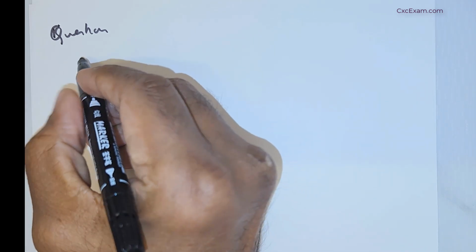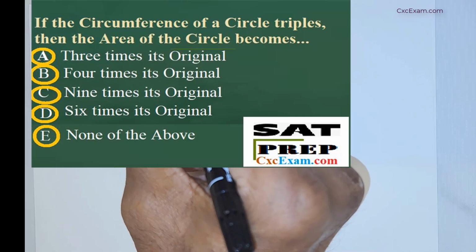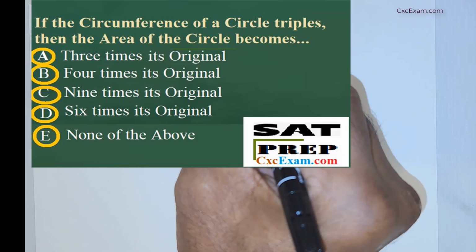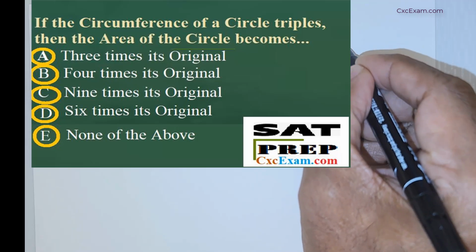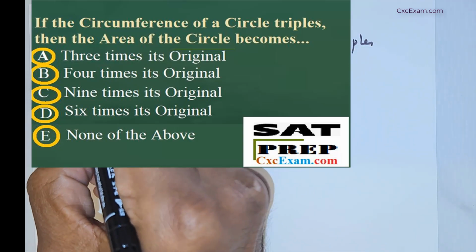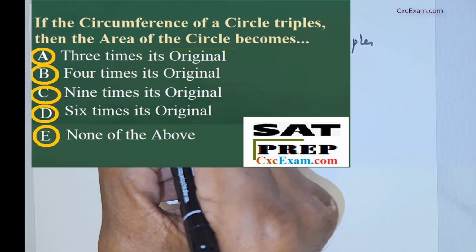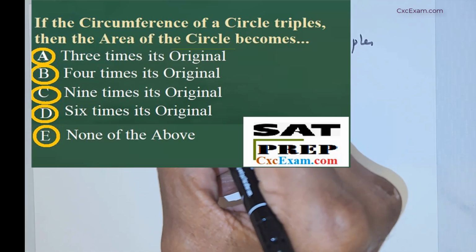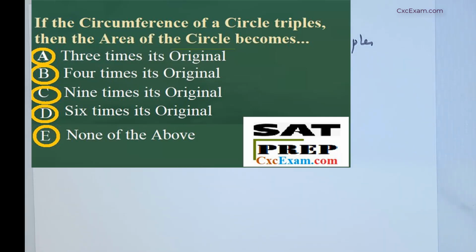Okay, so this is the question. If the circumference of a circle triples, then the area of the circle becomes, so you have the following choices that are being given.